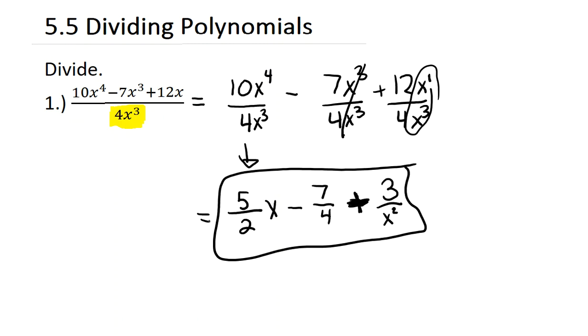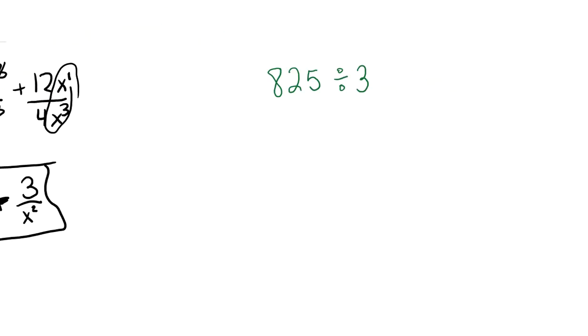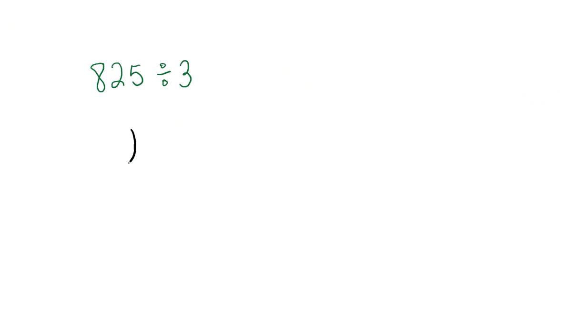Dividing by polynomials, meaning more than one term at the bottom, is going to be a little bit more complicated. What I want you to do is I want you to do the following division problem. 825 divided by 3. So I want you to pause the video and I want you to just do the long division of it. As you would set this up, you would put the 825 underneath and the 3 on the outside. And what you would do is you would see how many times 3 goes into 8.